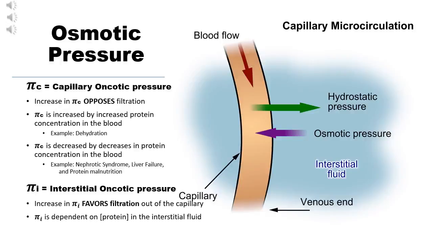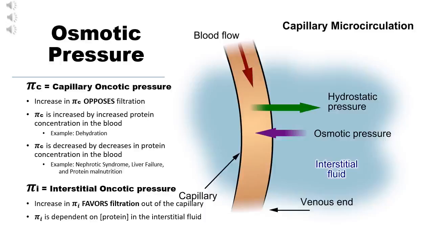Also, capillary oncotic pressure is decreased by decreases in protein concentration in the blood, which makes sense. It's the same concept except reversed. So what are some things that are going to decrease protein concentration in the blood? Well, we have nephrotic syndrome, where the kidneys are losing extra protein because there's a problem with the glomerular barrier. We're peeing out a lot of protein in nephrotic syndrome. So since we're losing all of that protein in the urine, there's less protein in the blood.